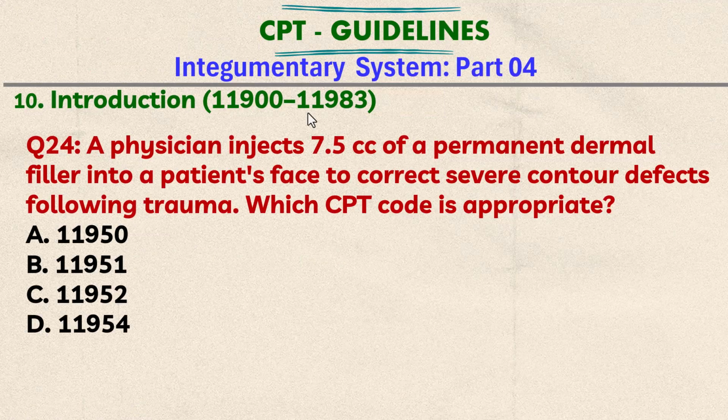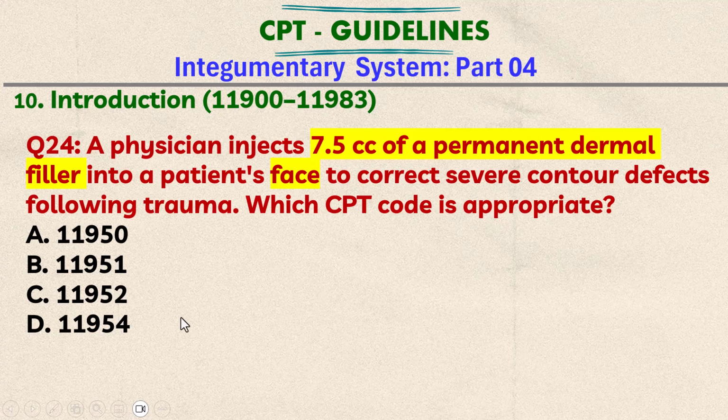Question number 24. A physician injects 7.5 cc of permanent dermal filler into a patient's face to correct severe contour defects following trauma. Which CPT code is appropriate? So there are 4 answers available. Take your CPT code book and find the answer. So here you have to highlight this is 7.5 cc of permanent dermal filler in the face. So in the exam, you can directly go to the code series because all are adjacent codes and you can read the code description and find the answer.